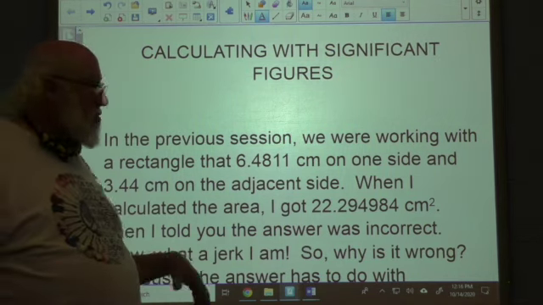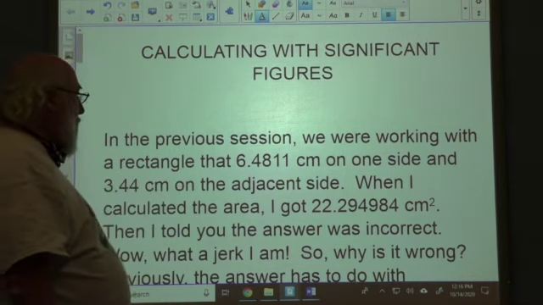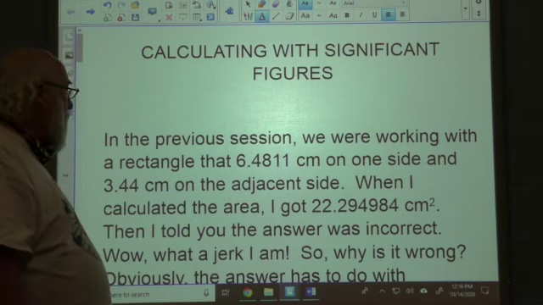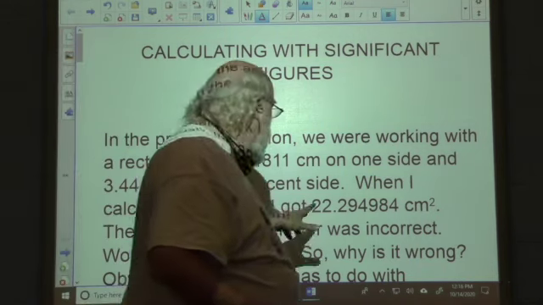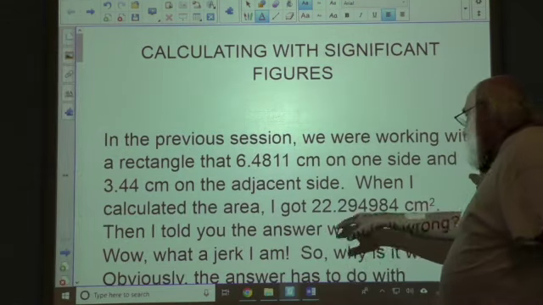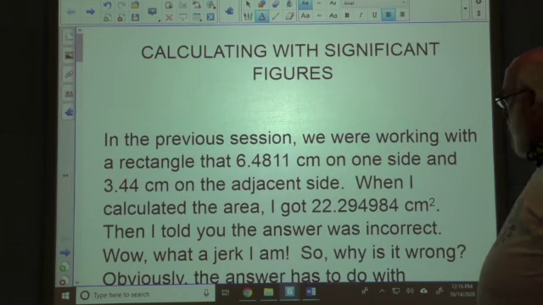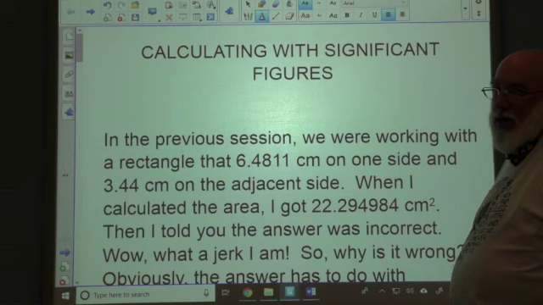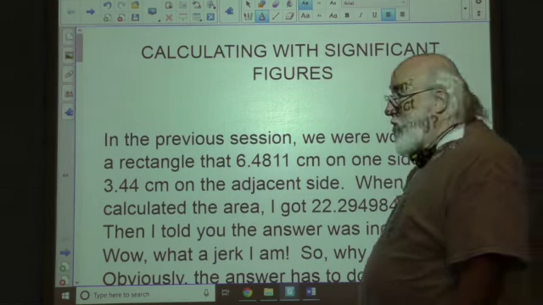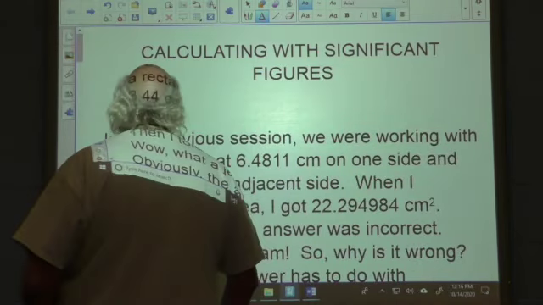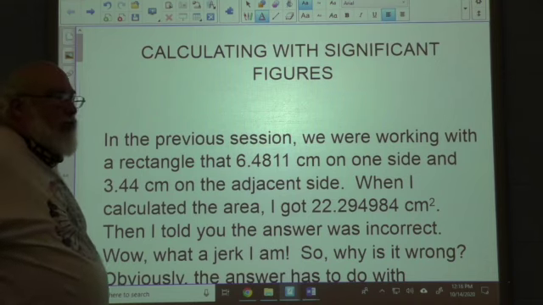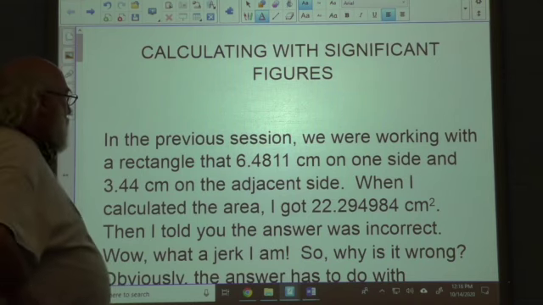So the problem that we had yesterday was this one in which we had 6.4811 centimeters on one side and 3.44 centimeters on the other side. Crunched all the numbers together, and we got this ugly looking thing, 22.29489 centimeters squared. Then I said, oh, well, that was wrong, even though you did everything correctly. So what was the issue? Significant figures. We use significant figures to figure out how many significant figures we should have in our final answer.